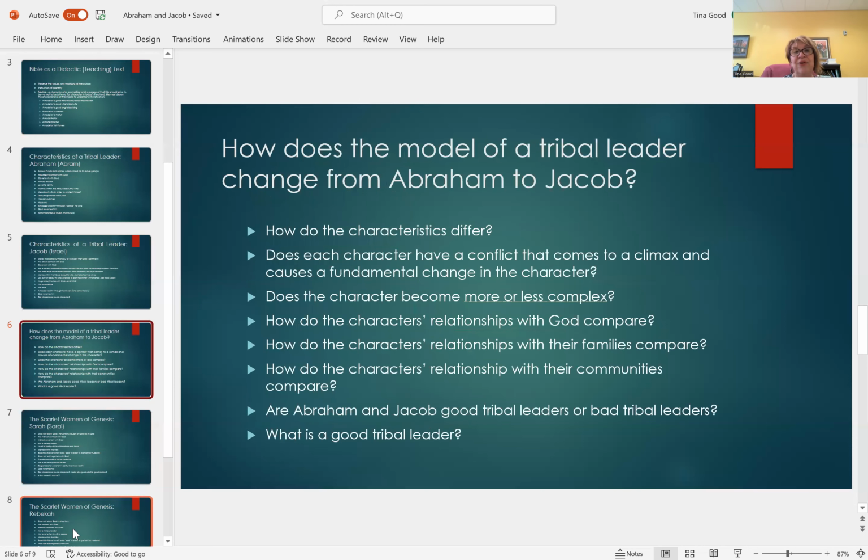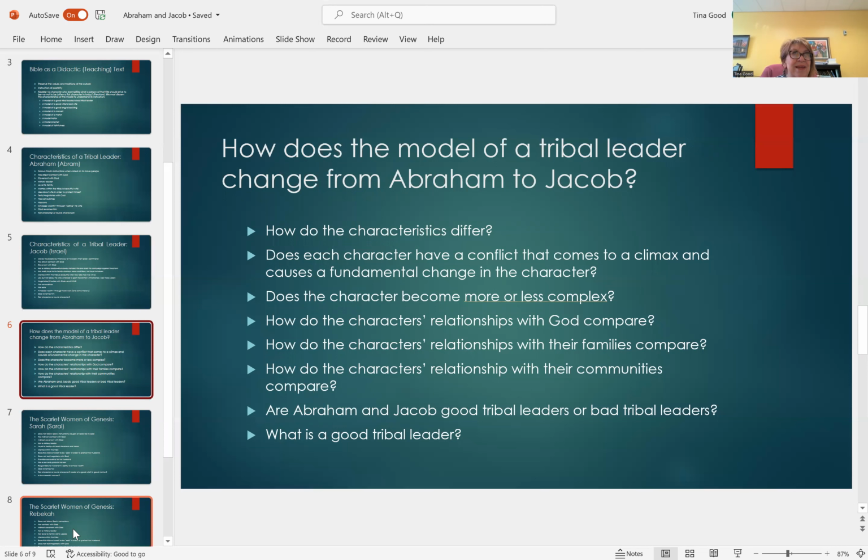So, how does the model of a tribal leader change from Abraham to Jacob, right? I mean, certainly Jacob's tribe becomes much more infamous, right? It gives birth to 12 tribes. But we also have to ask, like, does each character have a conflict that comes to a climax? You can decide that, right?